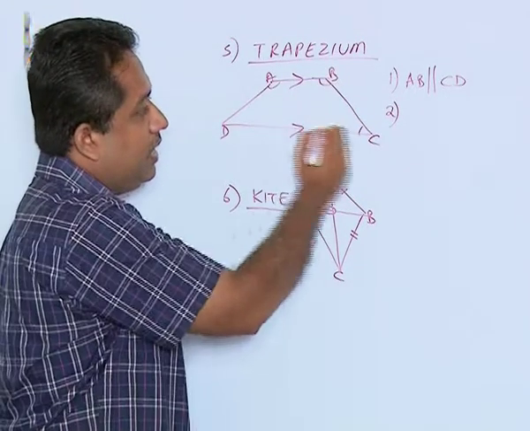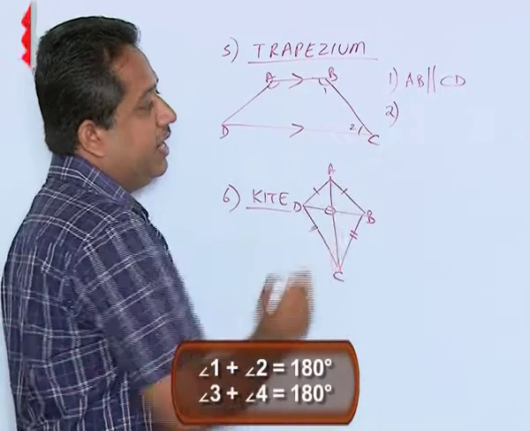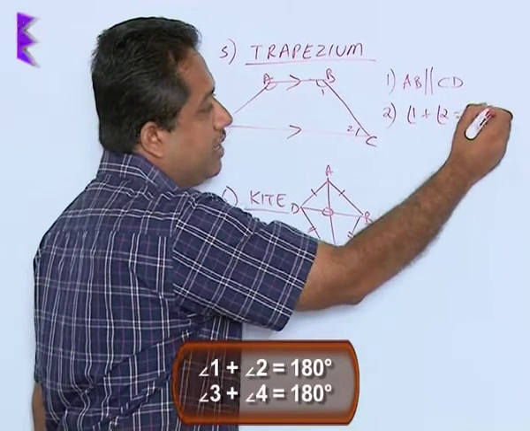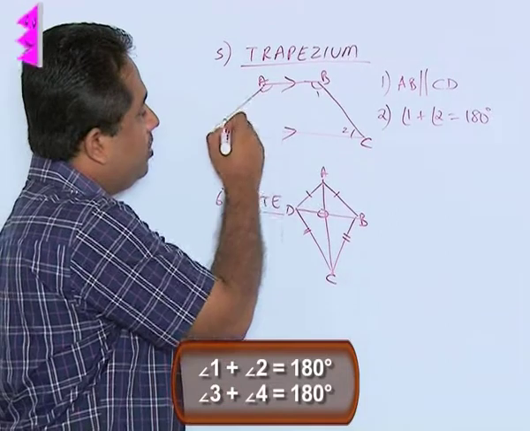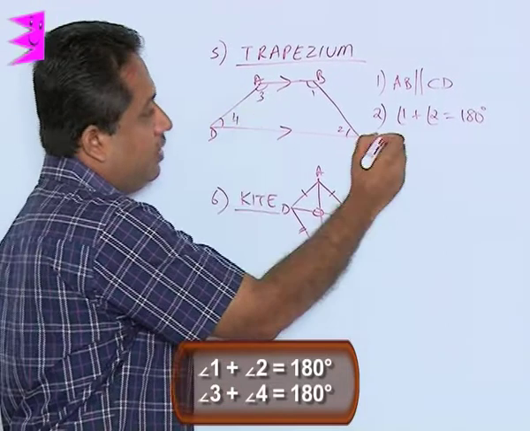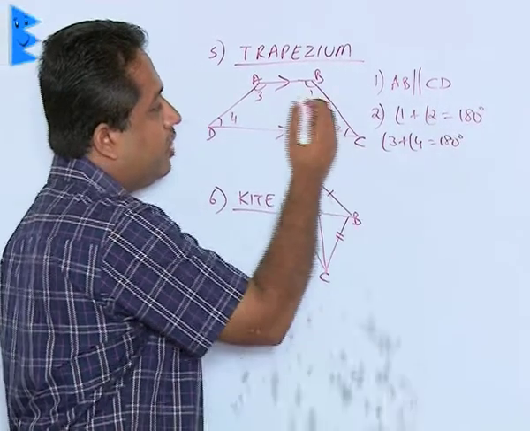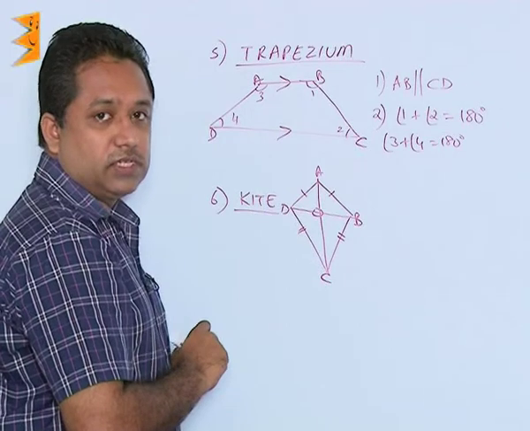If these are parallel lines, we can say that angle 1 plus 2 is 180 degrees, because the sum of co-interior angles add up to 180 degrees, and this process can be repeated here. So, we get 3 plus 4 is 180 degrees, and therefore, 1 plus 2 is 180, 3 plus 4 is 180, total will be 360.